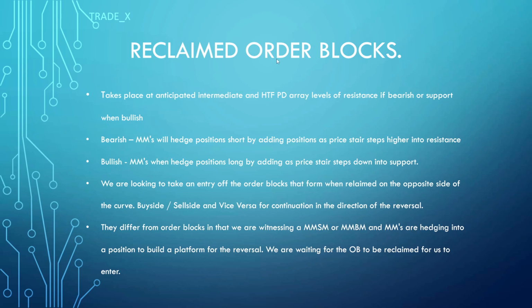So a market maker buy model reclaimed order block, we would be looking for stair stepping down, and what we'll be witnessing is market makers hedging their positions long. What we are looking to do is take an entry off the order blocks that form and become reclaimed on the opposite side of the curve.